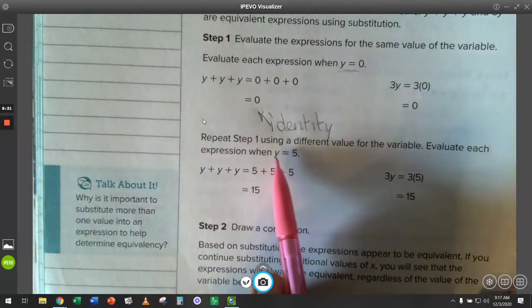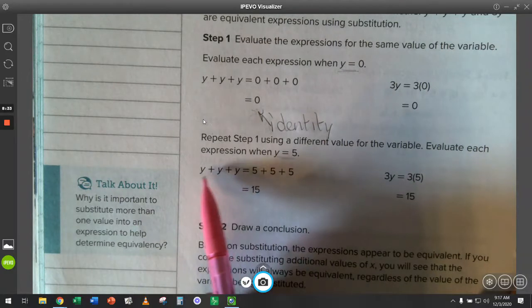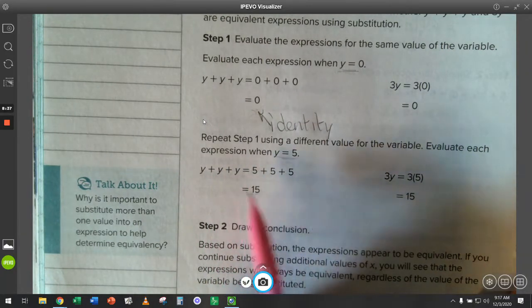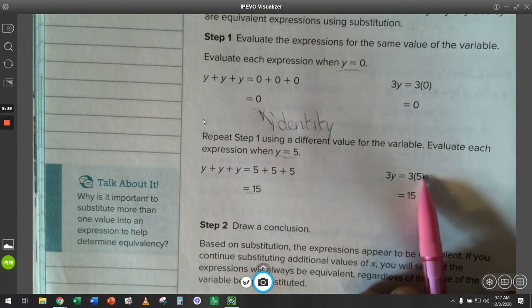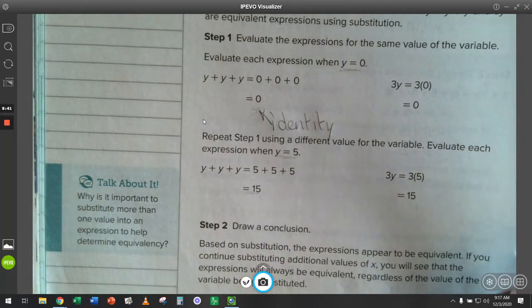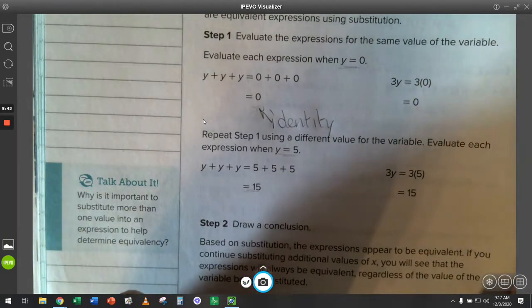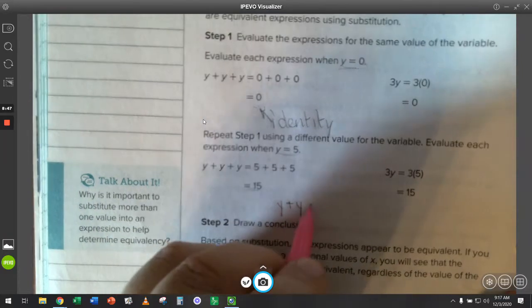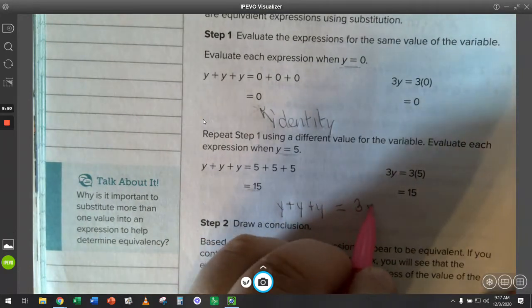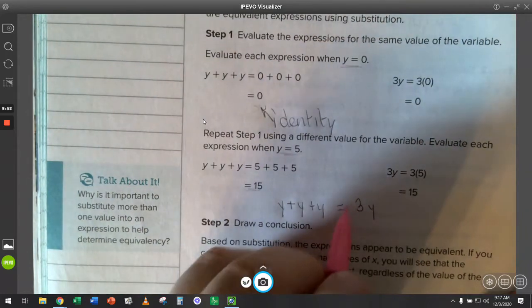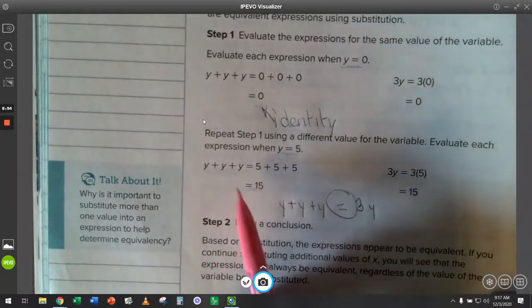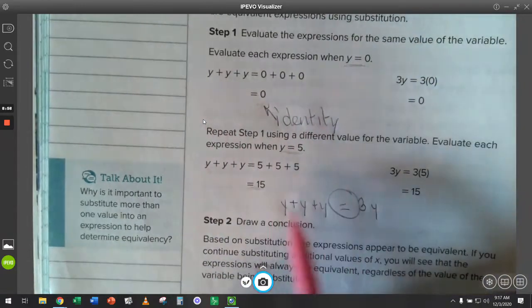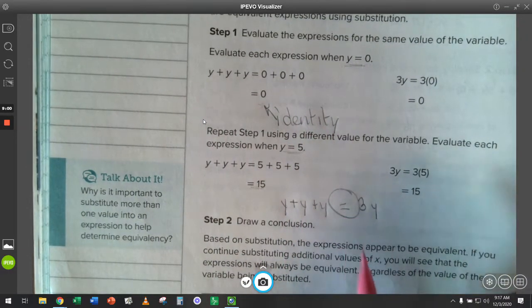So now let's try it using 5. Y plus y plus y. 5 plus 5 plus 5 is 15. 3y is the same as 3 times 5, which is 15. So would y plus y plus y equal 3y? Yes, they are equal, because when we use substitution, we're able to prove through a variety of different numbers, right, that they are equivalent.